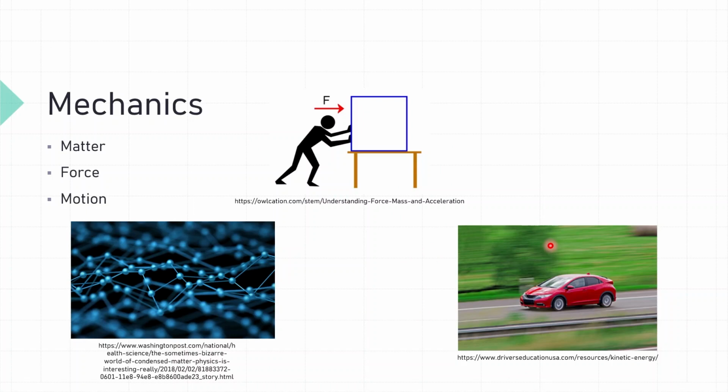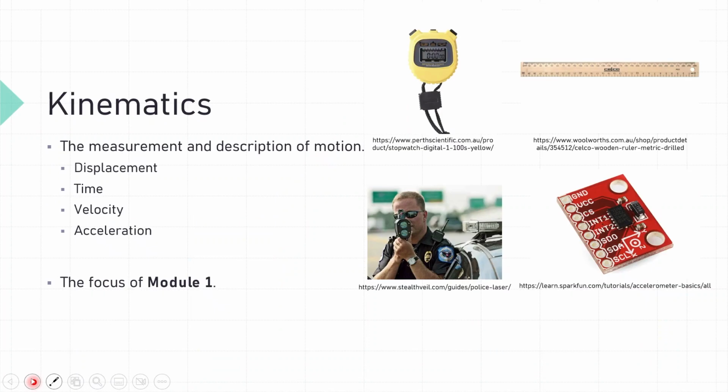So when we're looking at mechanics, we're looking at being able to explain why things move, predict how much things move, measure the movement of objects. Now when we're looking at kinematics, we're looking at measurement, description, analysis of motion. Some key concepts when looking at kinematics include displacement, so the movement from one spot to another, the time it takes for that movement, this term here, velocity, similar to the concept of speed, then acceleration, a word that you're probably quite familiar with as well. Now this is all the focus of module 1.